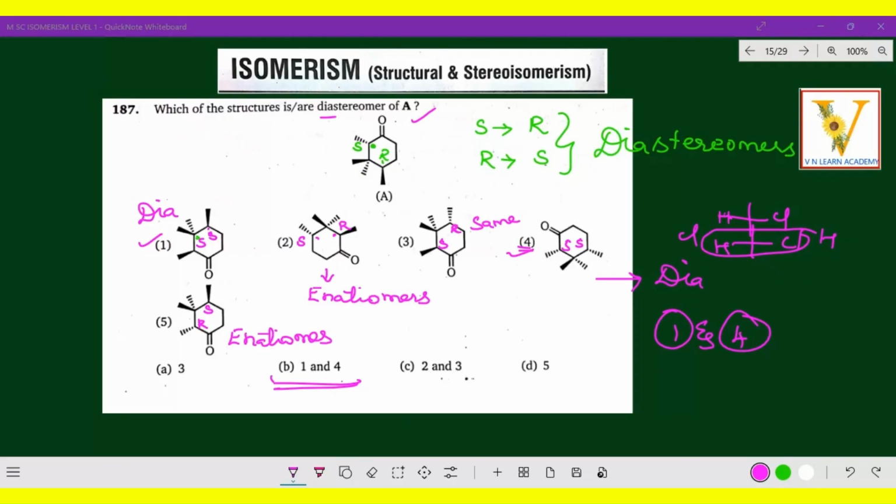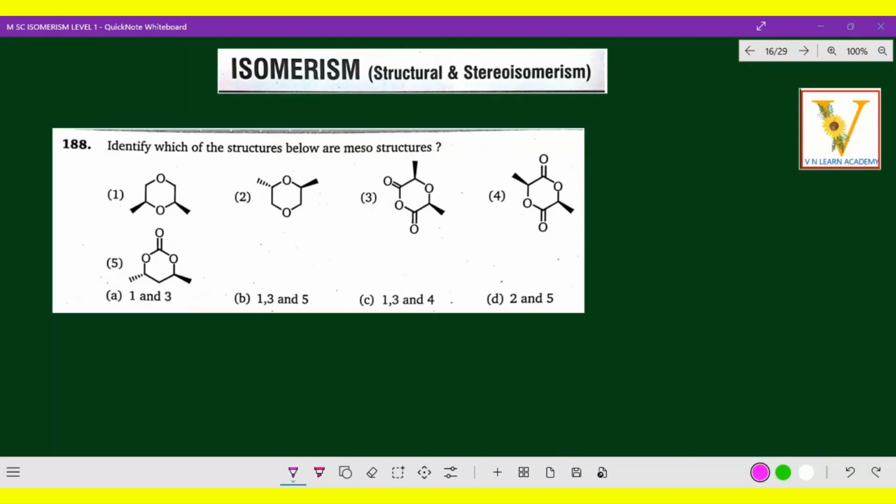Now let us go to the next question. As we observe the next question, identify which of the structures below are meso structures. You know, meso compound, how do we identify? First and foremost, it has to be achiral. Minimum two chiral centers have to be present, and achiral, optically inactive, and POS, COS, in that any one also if it is present, we can say this is a meso compound.